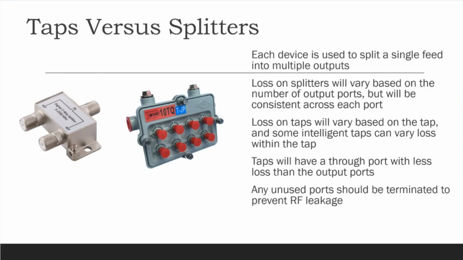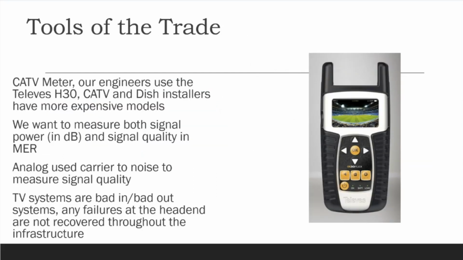So now we've done it, right? We've decided whether we're going to go trunk and tap, whether we're going to go home run, whether we're hybrid fiber coax. We've done all of the calculations. We've done the loss budget. And so now it comes time to actually put the system in and make sure that we did our math correctly. And as you're doing that, there's just going to be a couple of different tools that you're going to utilize.